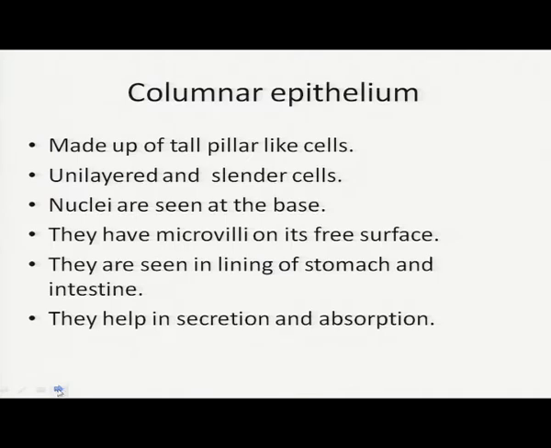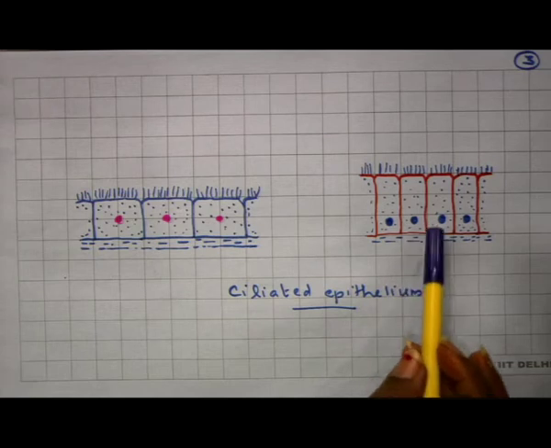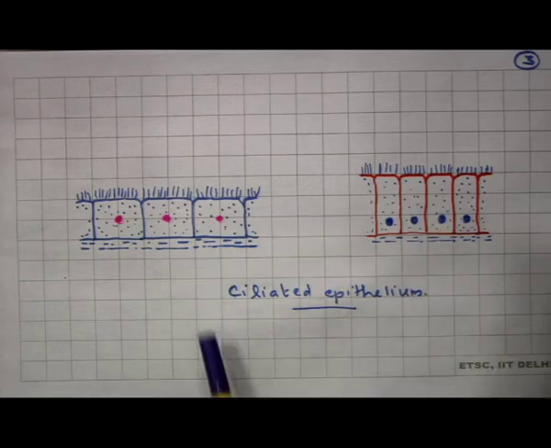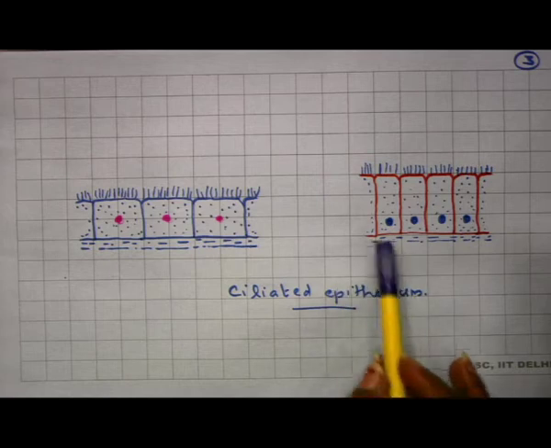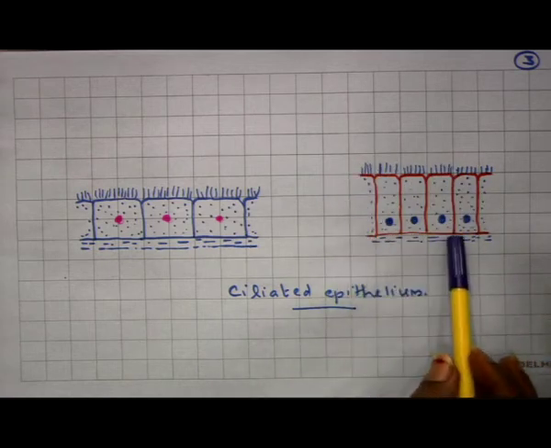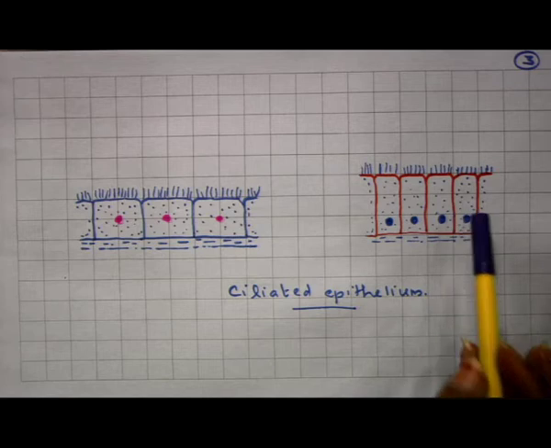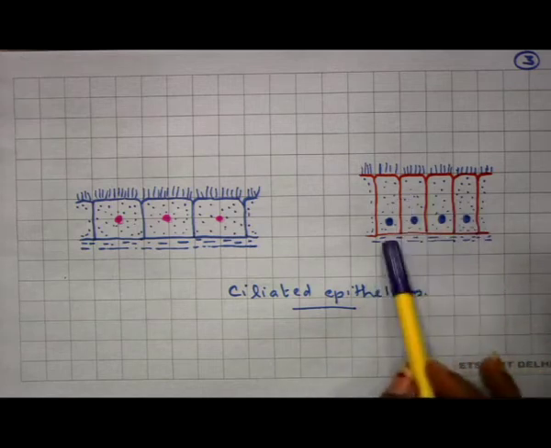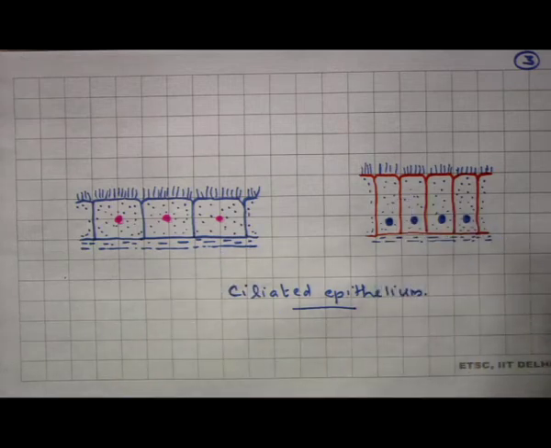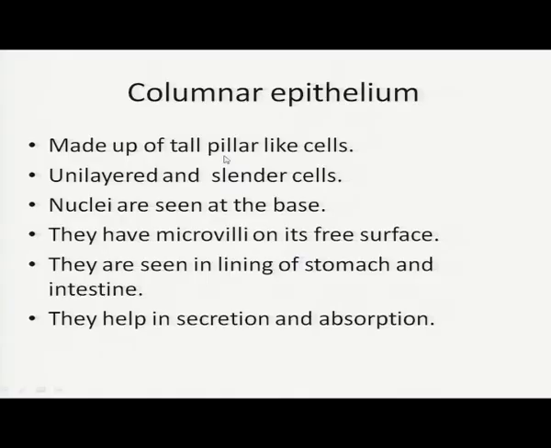Now, coming to columnar epithelium. Here you can see the columnar epithelium. They are tall, long and pillar like cells. See how many layers of cells? Only one layer of cells that is arranged on the basement membrane. So, they are unilayered, tall, pillar like and slender cells.